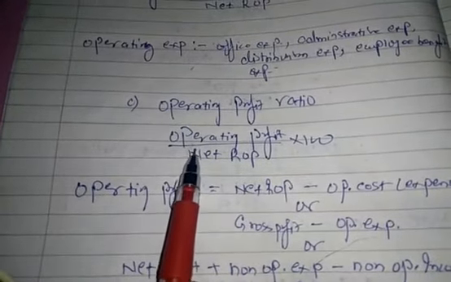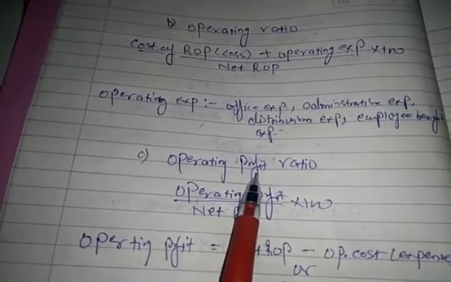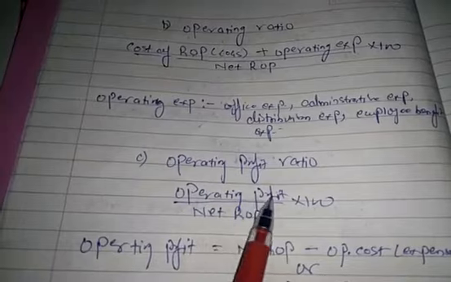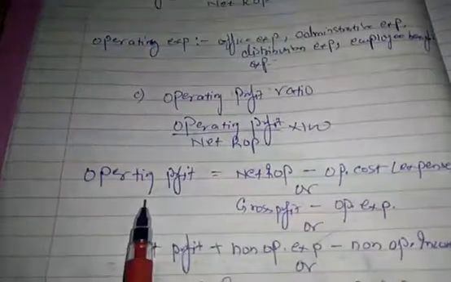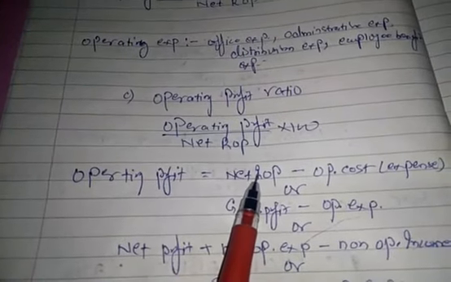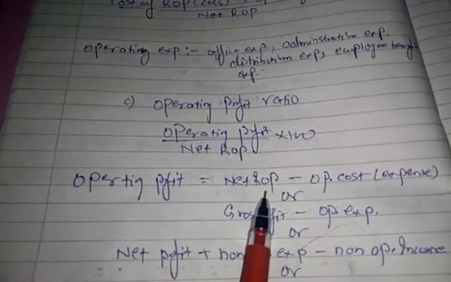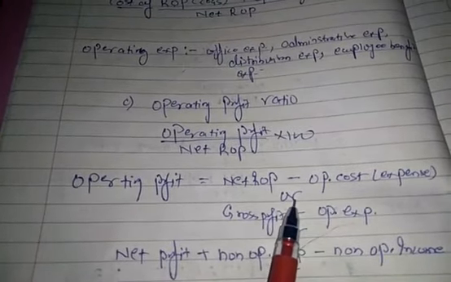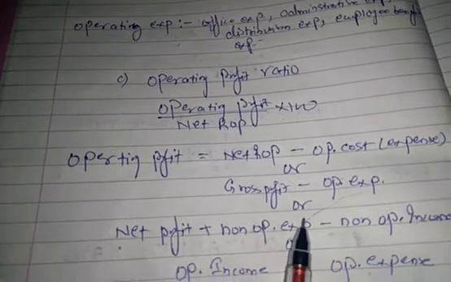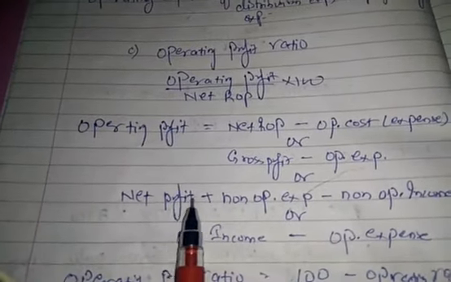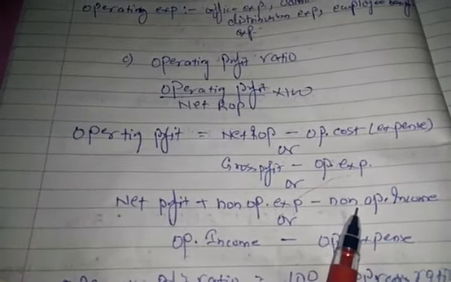Operating profit ratio. Operating ratio and operating profit ratio both are different. The word profit is there. So operating profit divided by net sales into 100. What are the formulas of operating profit? Net sales minus operating cost or operating expense. Net sales minus operating expenses. Or gross profit minus operating expenses. Or if the net profit is given, then we will add the non-operating expense and minus the non-operating income.